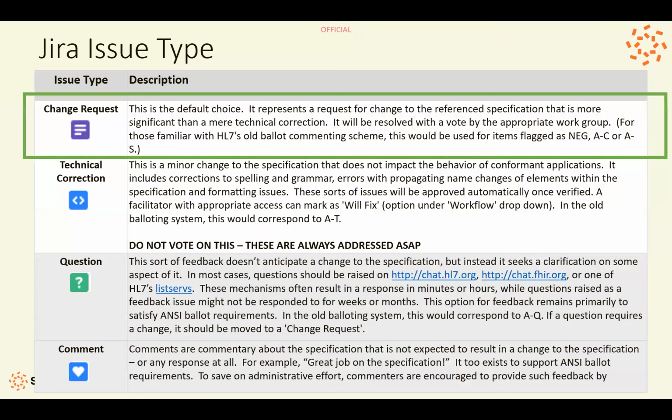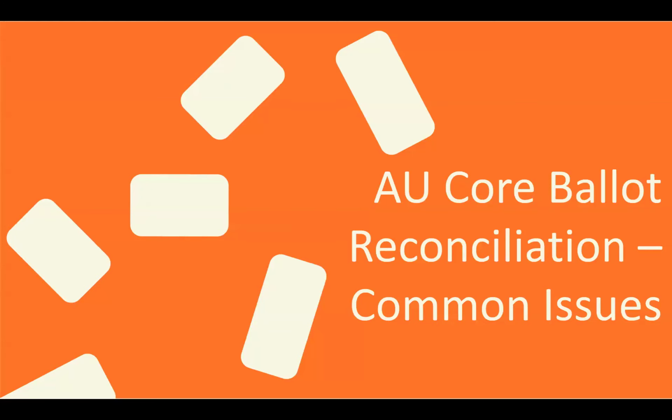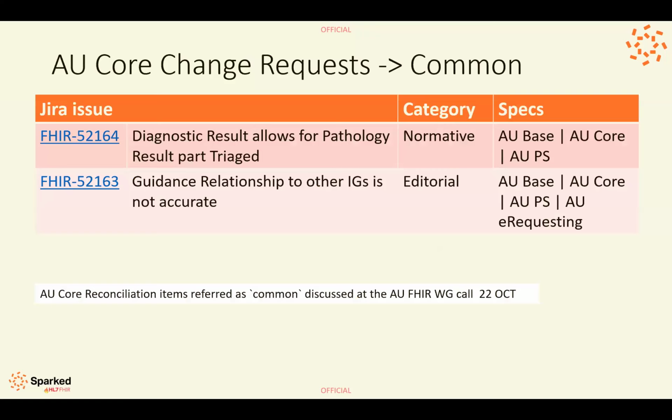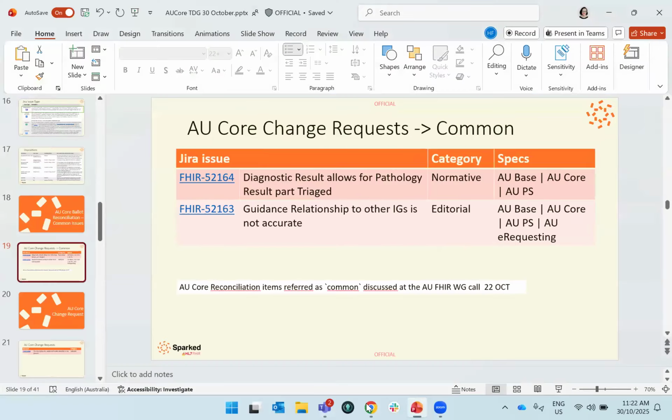We know what the scope was, but we can move on. Let me give you just a quick report back on the common issues. If you were with us in the last call and you were able to stay till the end, we had a good discussion on both of these items, more around the diagnostic result item. And that's been voted on. And so we are going to make a change in AU Core. The change that we will make in AU Core has already been applied.